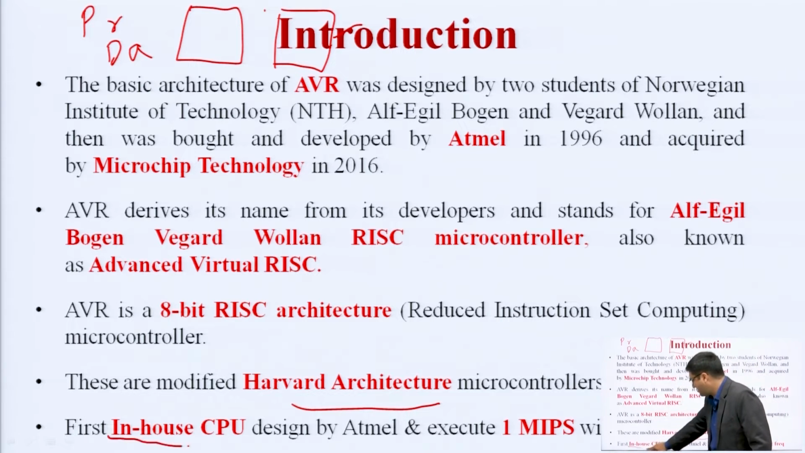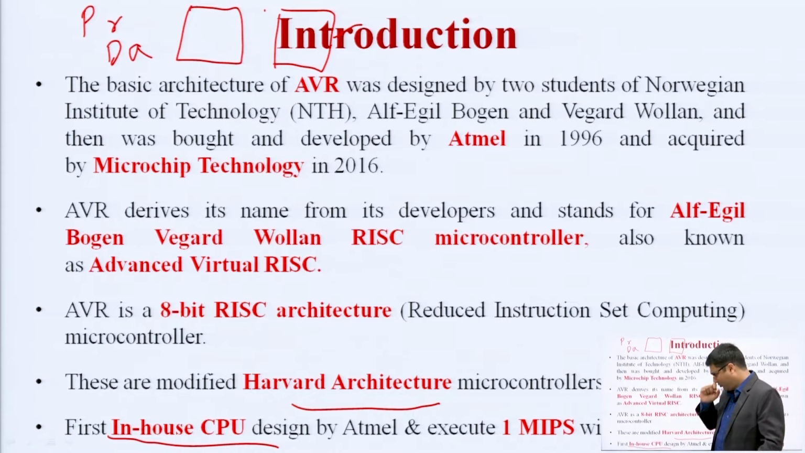After that, this is the first in-house CPU. In-house means all the components are integrated on the same chip. So, in-house means that all the components are built on the same platform. So, this is designed by Atmel and it can execute 1 million instructions per second.